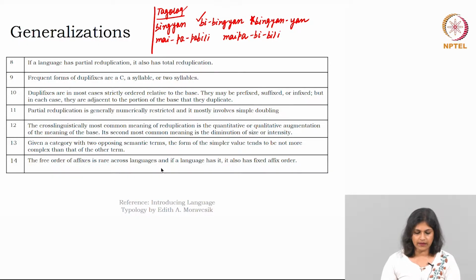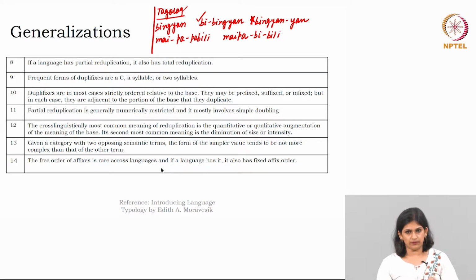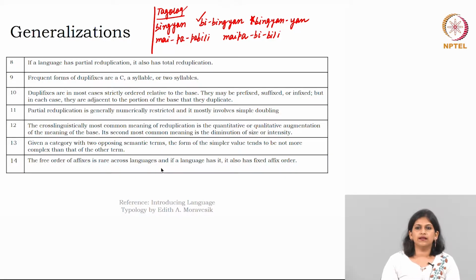It says, given a category with two opposing semantic terms, the form of the simpler value tends to be not more complex than that of the other term. My suggestion would be to read it multiple times, and you will get clarity about terms like opposing semantic terms, simpler value or complex value. So, how to understand which one has a simpler value and which one has a more complex value?